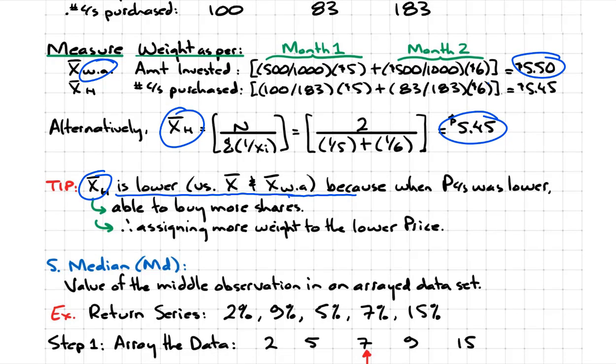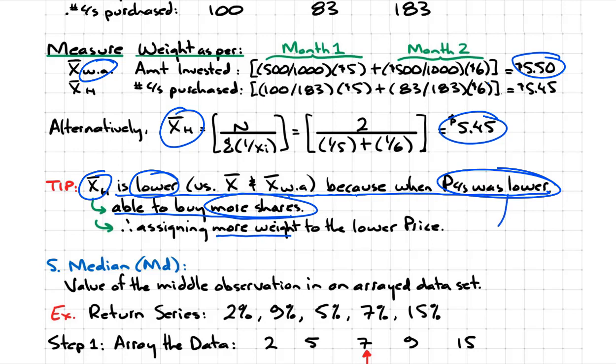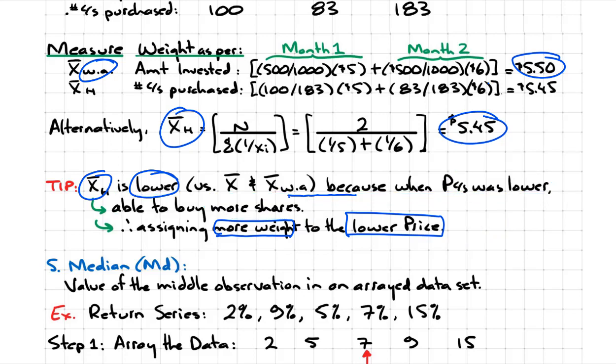Now, why is that? Why is harmonic mean lower relative to arithmetic and weighted average? Because when the stock price was lower, we were able to buy more shares, so put the two together. So therefore, more shares means more weight when the stock price was lower. So of course that's what's going to happen, right? When you're assigning more weight to the lower stock price, harmonic mean will be lower, of course.